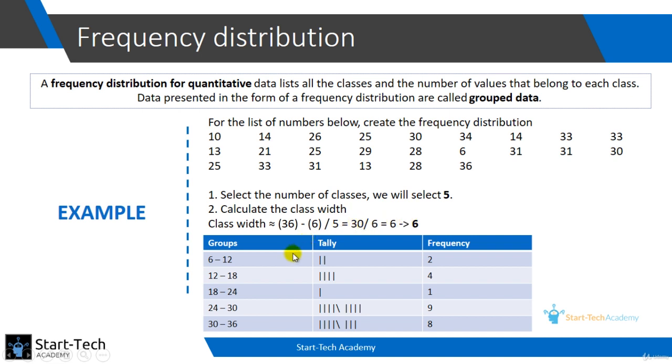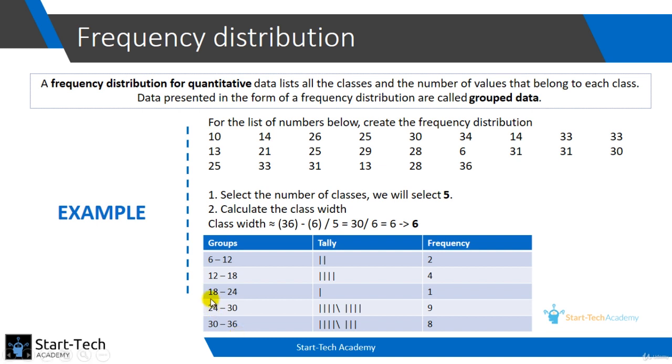Now to create the classes, I will start with the minimum value, which is 6, and I will add the class width to get this upper range. So it is 6 to 12. Next class will start from this value 12 and we will add the class width to get 18 and so on. So from 6 to 12, 12 to 18, 18 to 24, 24 to 30, 30 to 36.